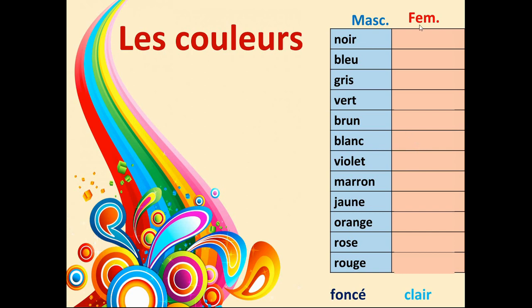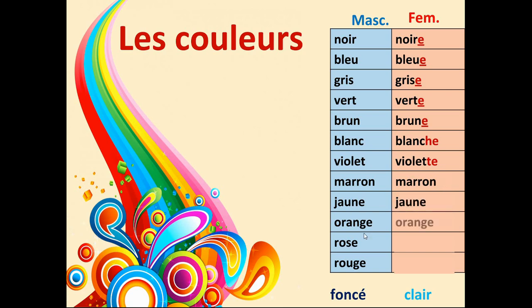So feminine of noir, you add an E. Feminine of bleu, you add an E. Gris, grise. Vert, verte. Brun, brune. Blanc, blanche. So this one you have to add an H and an E. Violet, violette. So you need an extra T as well as an E. Marron, marron. Stays the same. Jaune, jaune. Orange, rose, rouge.